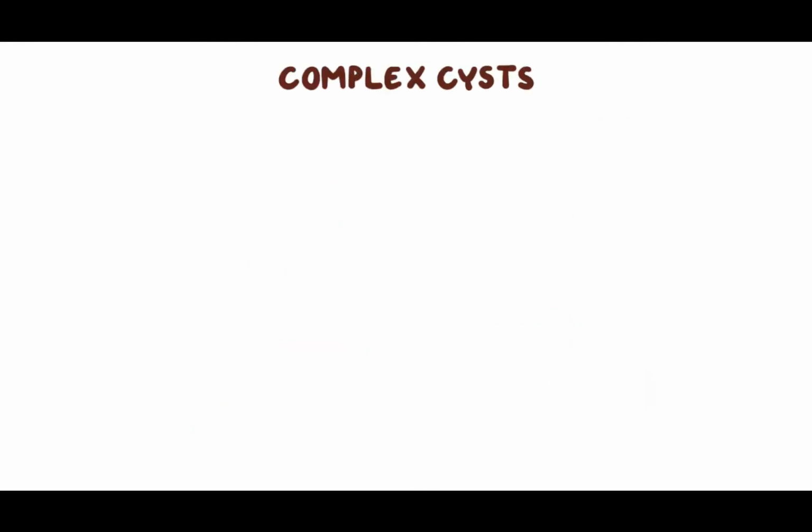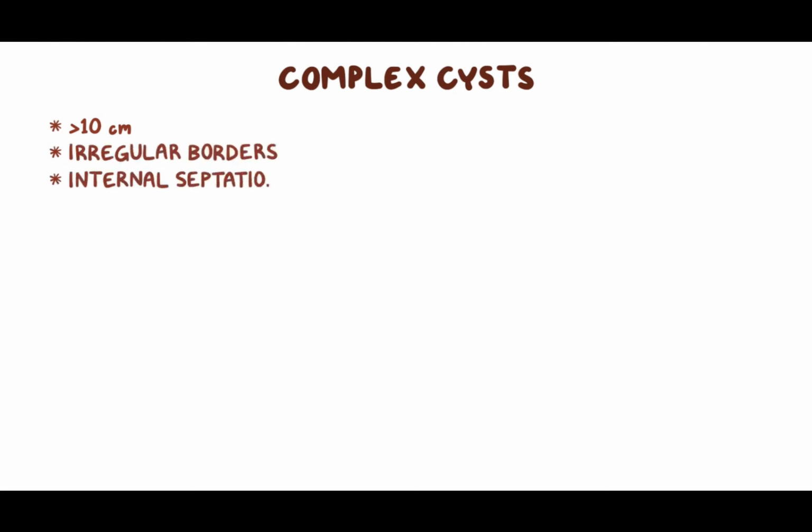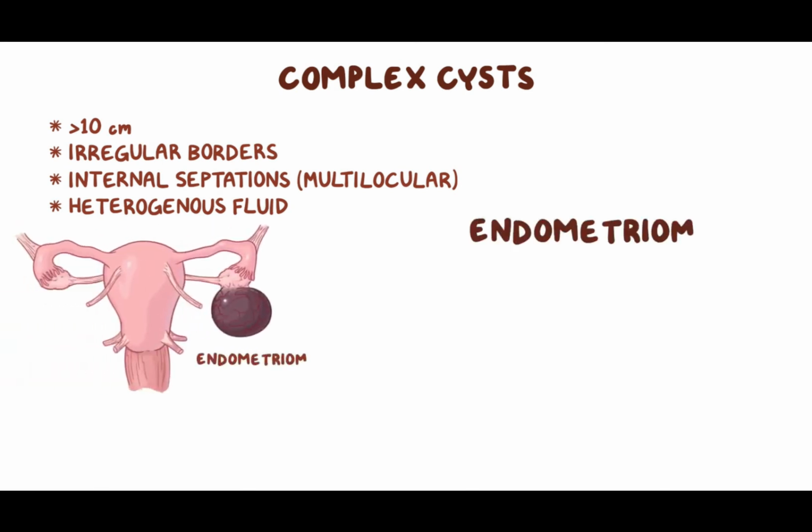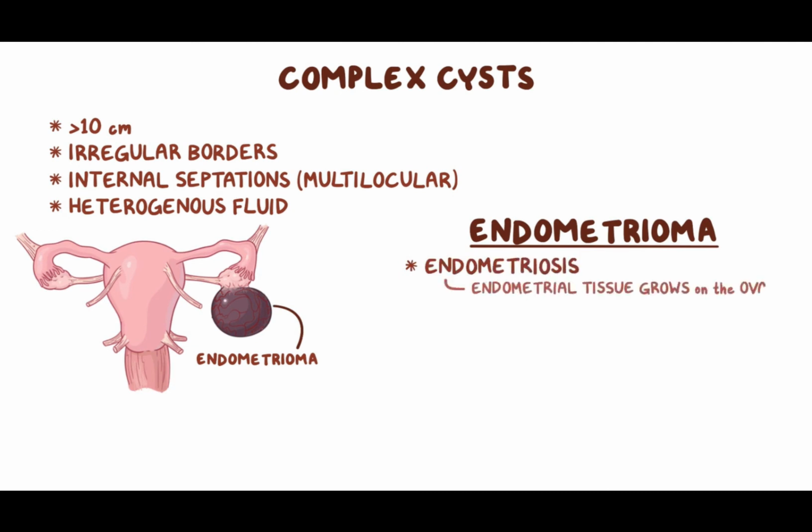Now, complex cysts, on the other hand, are larger than 10 centimeters, have irregular borders, and have internal septations creating a multilocular appearance. The fluid inside these cysts is usually heterogeneous, meaning there's something other than fluid inside. One type of benign complex cyst is an endometrioma, which happens in endometriosis, and it's where endometrial tissue grows on the ovary.